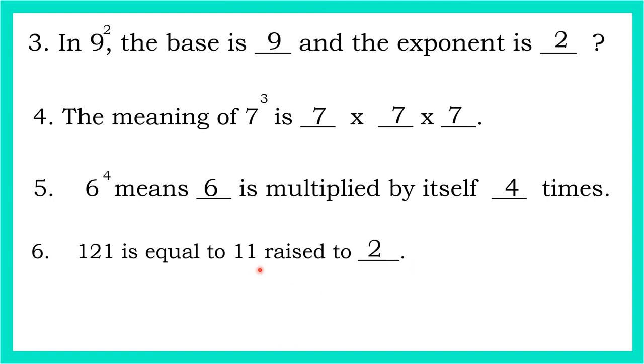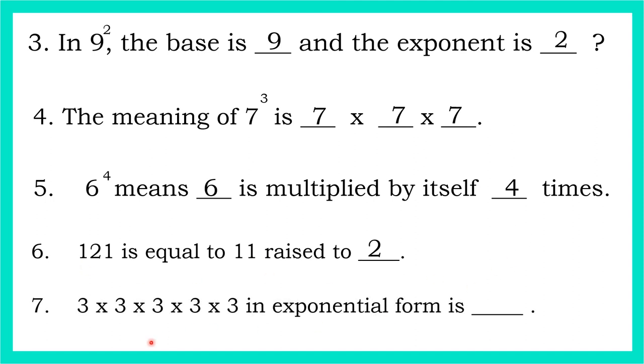And then, number 6, 121 is equal to 11 raised to 2. Okay, kasi 11 times 11 is just 121. And then, this one, we have 1, 2, 3, 4, 5. So, yung 3 is multiplied by itself 5 times. So, the exponential form is just 3 raised to 5. Right? Okay, so lahat ng ito are just exponential form.